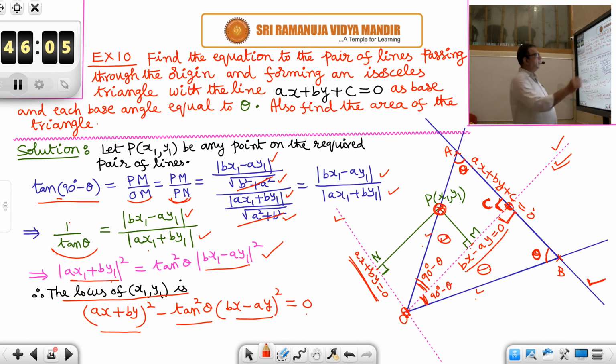So in the question only one thing is given: ax plus by plus c is equal to 0, and of course theta is also given. So the answer is ax plus by, remove the constant term c. So (ax plus by) whole square minus tan square theta into the perpendicular line, (bx minus ay) whole square, is equal to 0.